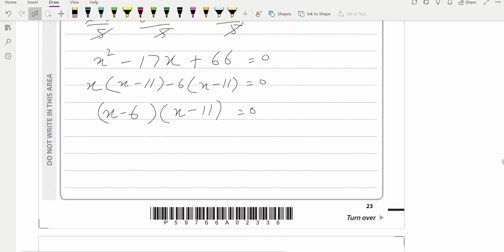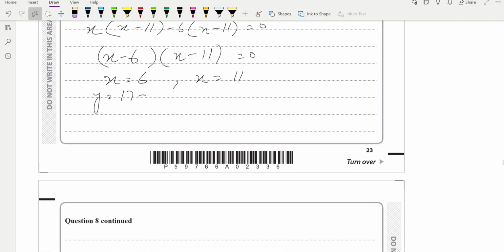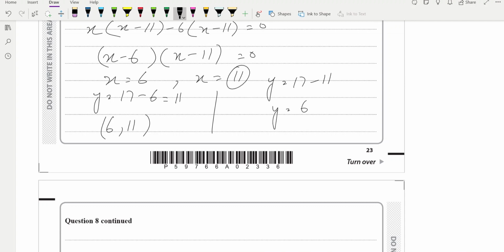Now what we can do, we can write x is equal to 6 and x is equal to 11, and y, we know y is equal to 17 minus x. 17 minus x is over here, this one we are using. So we can write 17 minus x, where we use 6, which is equal to 11. So the point will be 6 and 11, and if we use the other value, y is equal to 17 minus 11, it will be y is equal to 6. So our point will be 11 and 6. So these will be the 2 points.